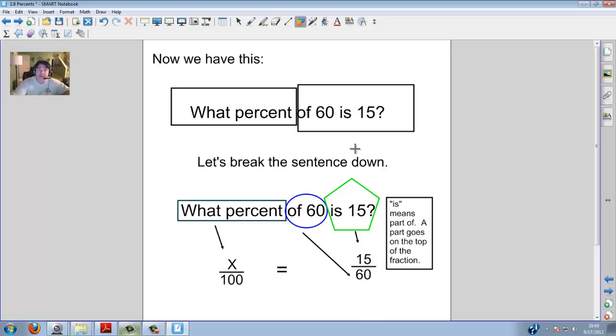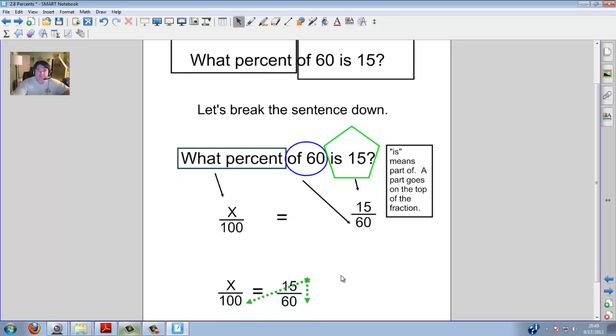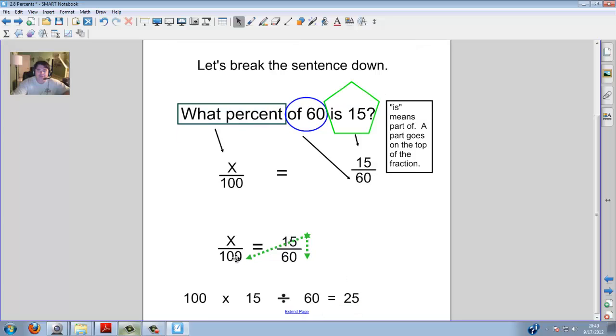Now, I know is equals. I know this. We talked about this earlier. But in this case, we're putting these together. So in the other fraction, of 60 goes on the bottom, is 15 goes on top. So 15 divided by 60 equals something over 100. Okay. Now we can do crisscross applesauce. That's probably what I would do. 15 over 100 is 1500 divided by 60. And my little cheat sheet says 25, and that sounds about right.